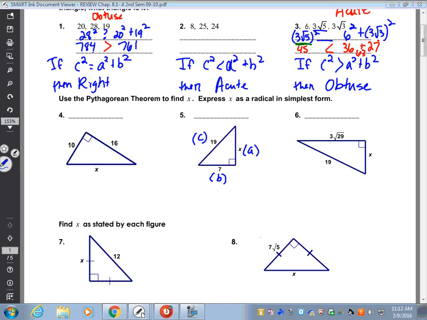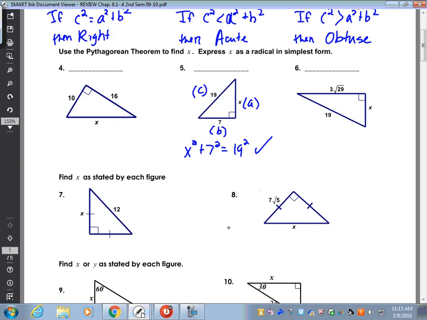We're going to substitute the parts. What would I write? X squared plus 7 squared equals 19 squared. Guys, I'm going to put a check right there because I have to see that to give you partial credit. So I'm showing you what you need to show on your test to get points. You can show your work to get to your answer.